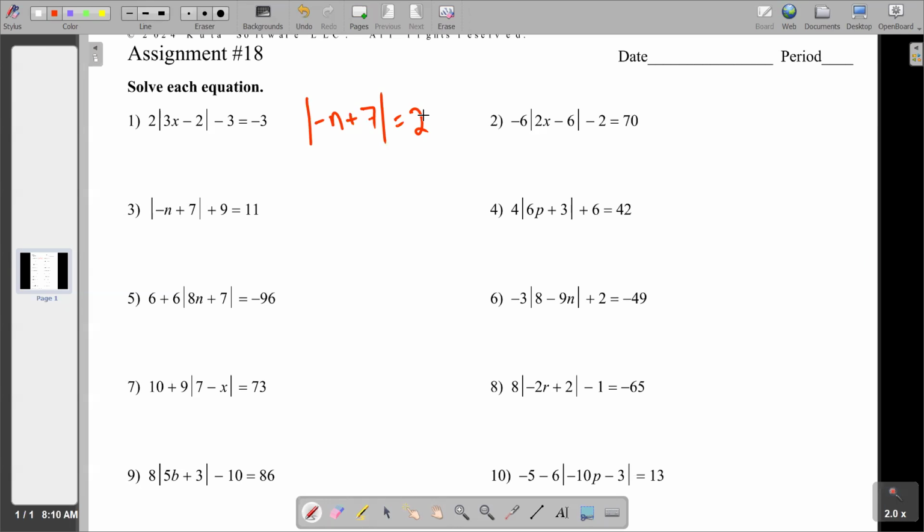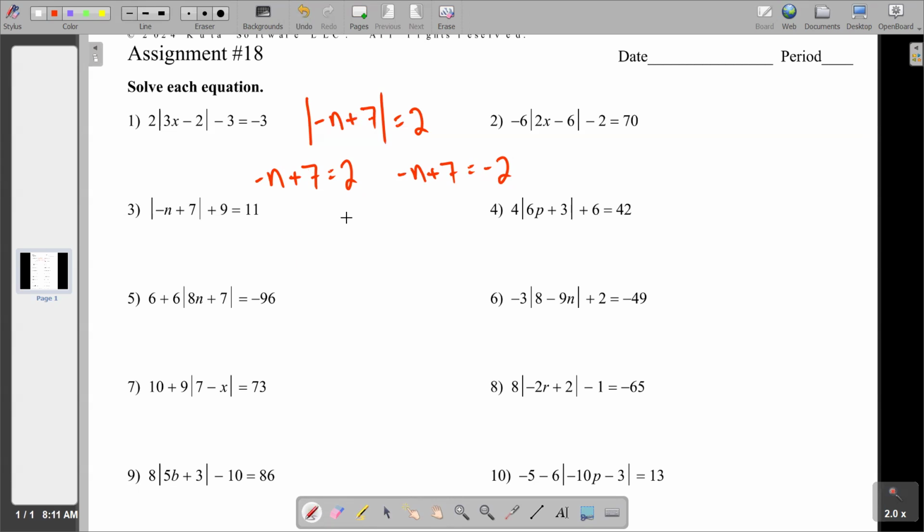This is our first one where we're going to get 2 solutions, because the absolute value can produce the number 2 different ways. And one of those ways is if the stuff inside equals actually 2. The other is if the stuff inside equals negative 2. Those are 2 possible scenarios that would make this equation true. You agree? Okay.